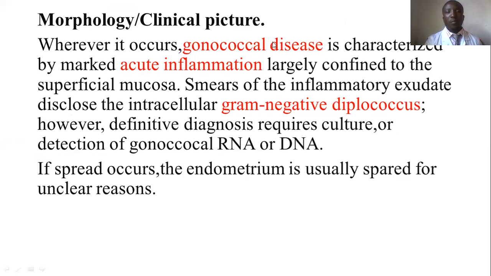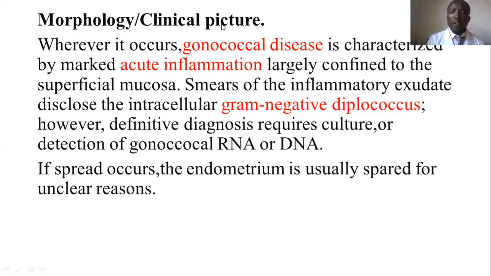So, let's look at the morphology or the clinical picture of pelvic inflammatory disease. Wherever it occurs, gonococcal disease is characterized by marked acute inflammation. For example, when an infection has occurred within 14 days and less, we call it an acute infection. When beyond 2 weeks, it becomes a chronic infection.